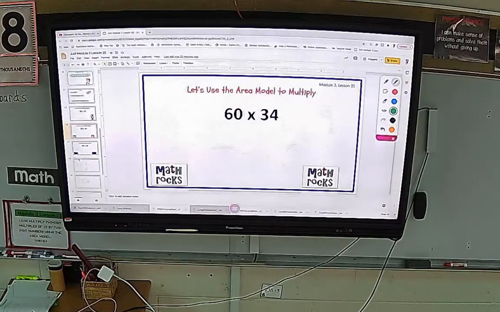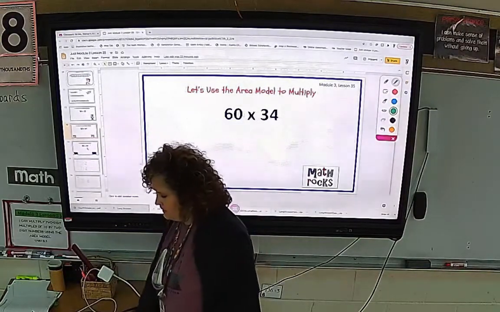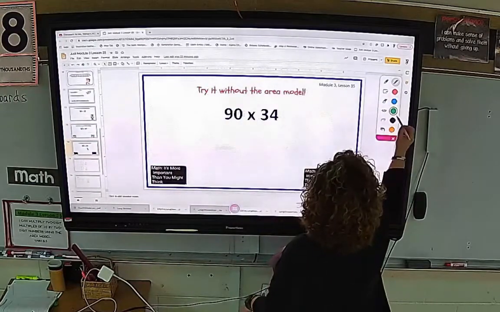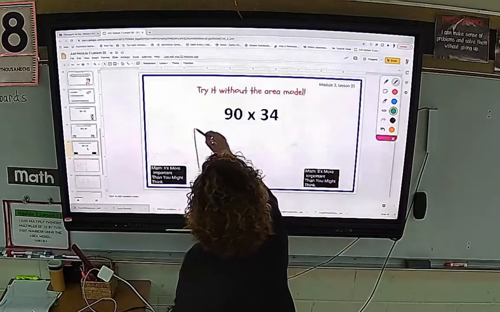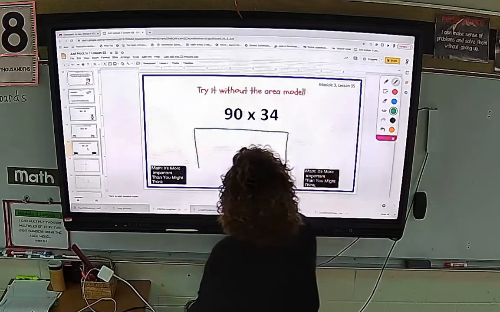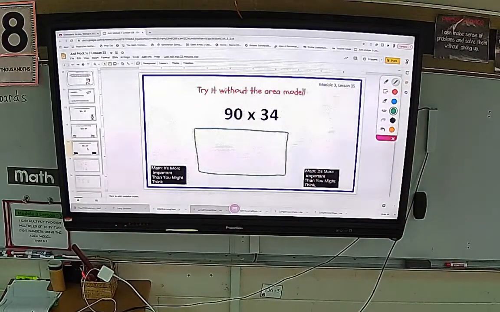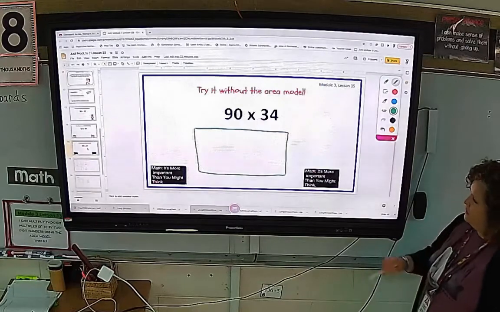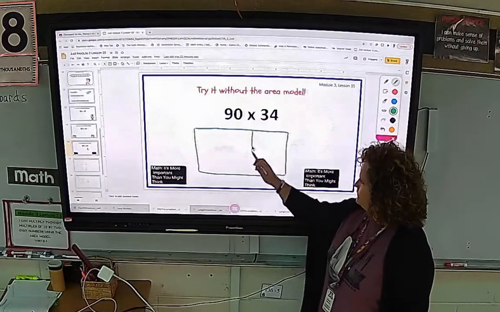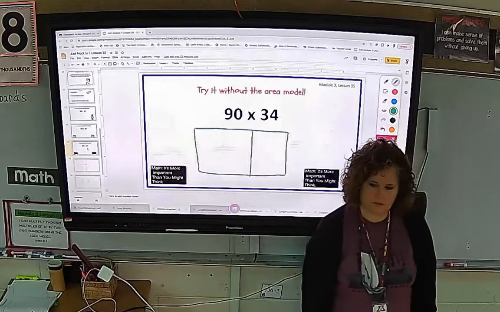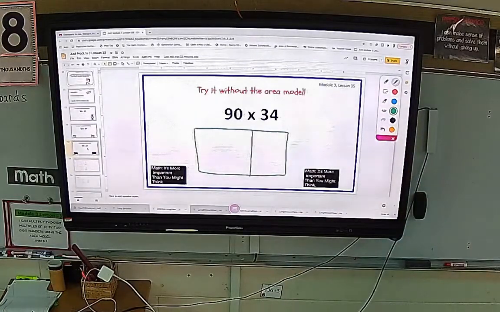Okay? All right, so our next problem looks like this. 90 times 34. So you'd write that on your board and then draw a rectangle. 90 times 34. We're going to cut that rectangle. Okay. We're going to put our numbers where they go.